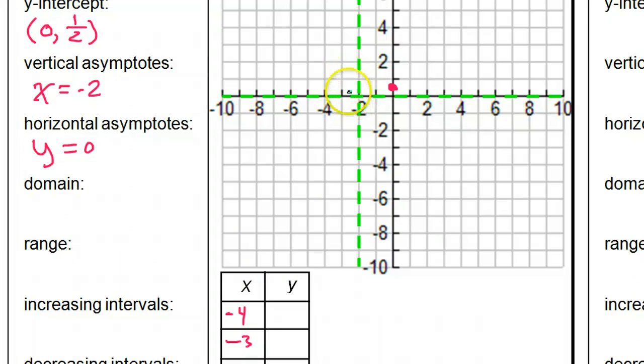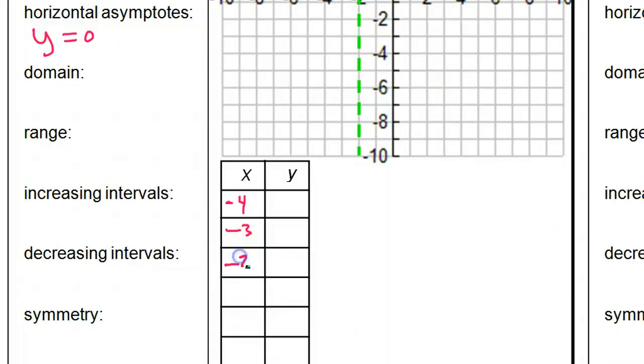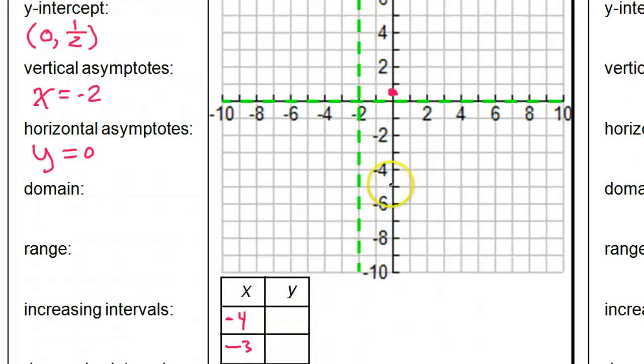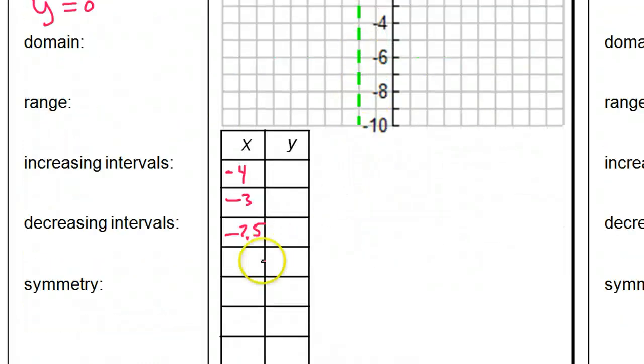You know what? I'd like to see what's happening really close to the asymptote. So I'm going to also do -2.5. See what's happening halfway, close to the asymptote. Similarly, on the other side, let me do -1.5 because that's really close to the asymptote. I want to check that out. Okay, so -2.5 and -1.5.